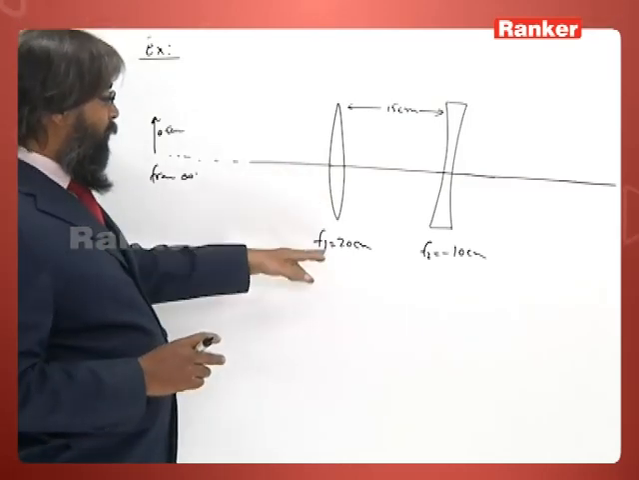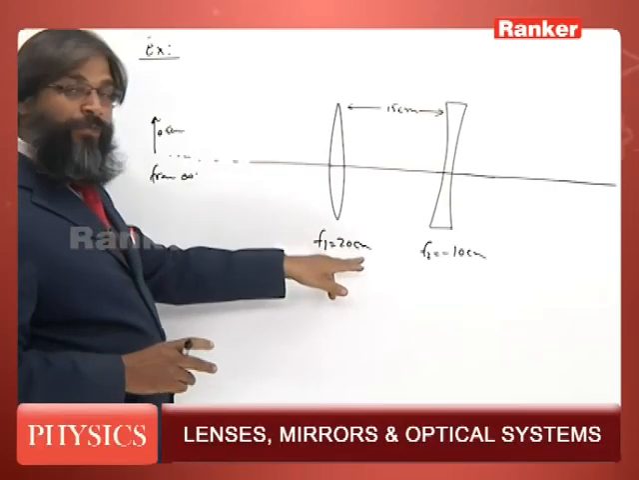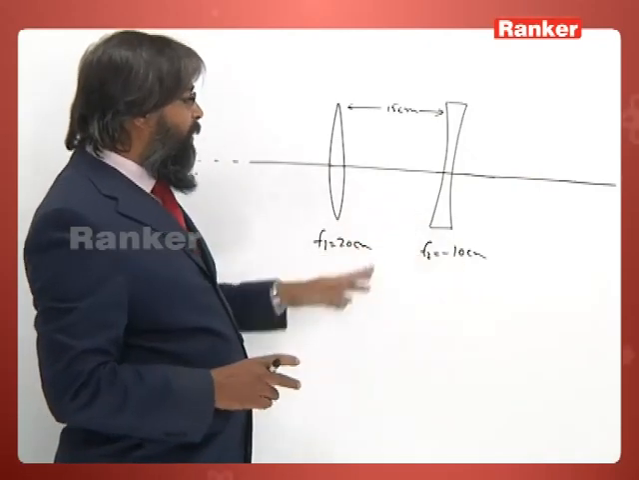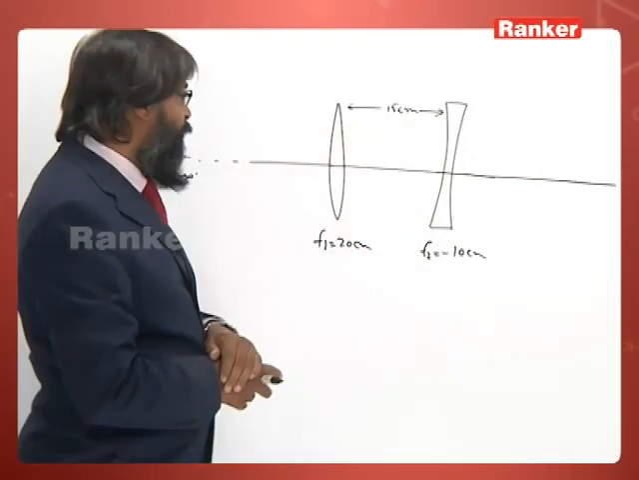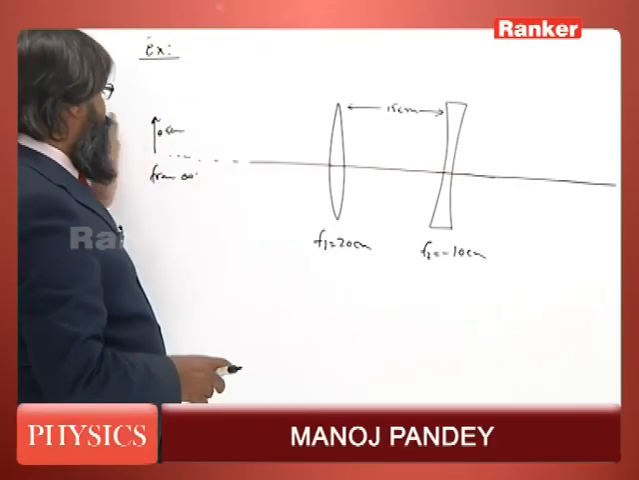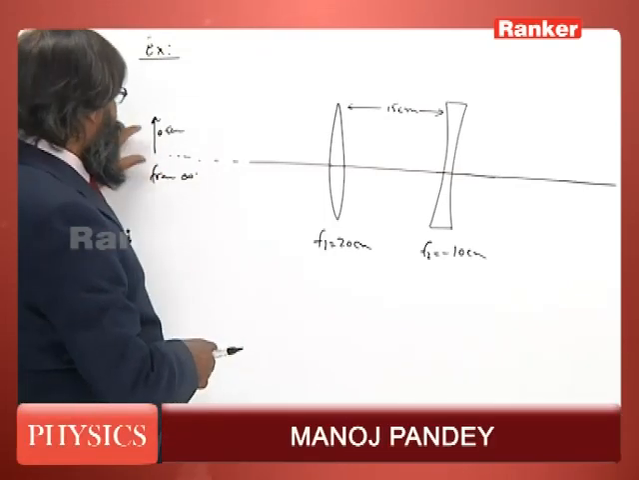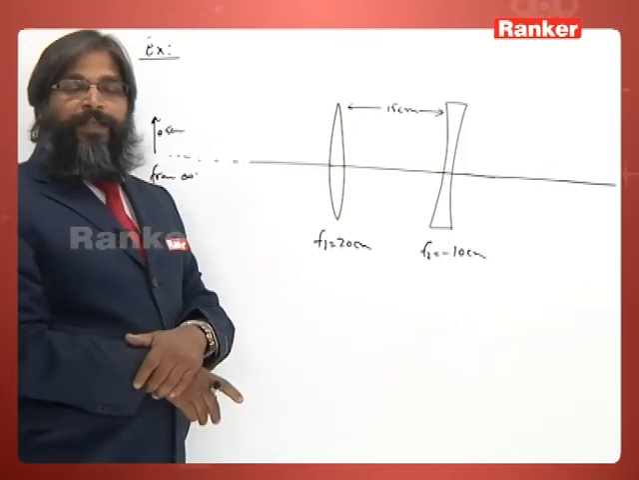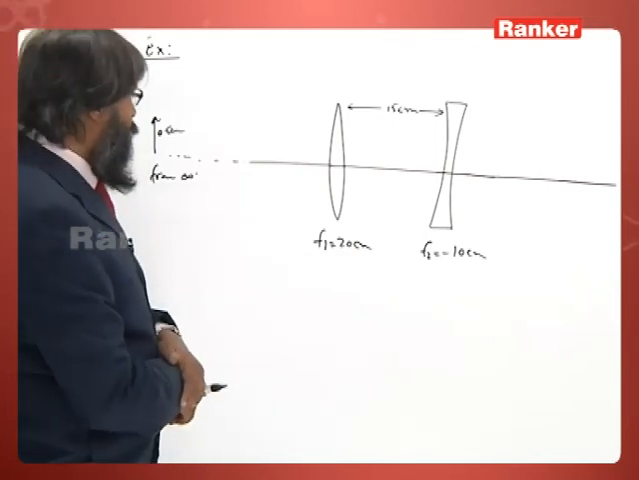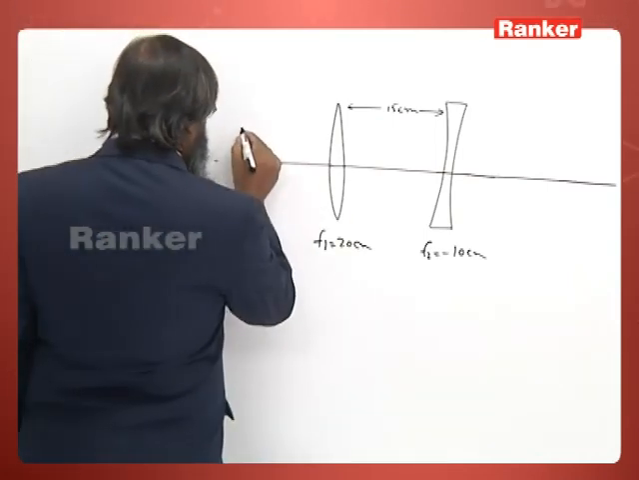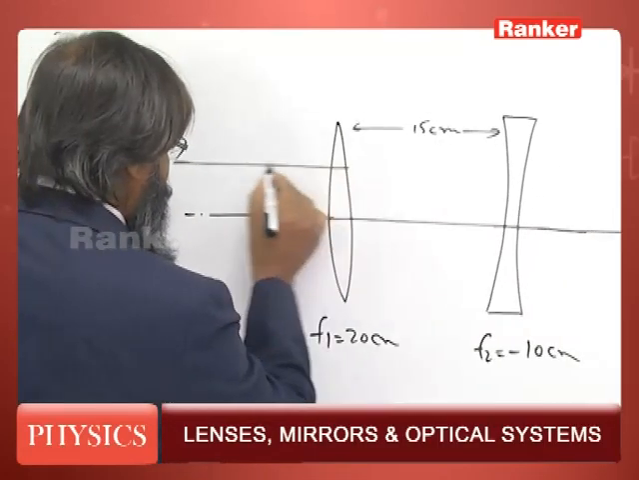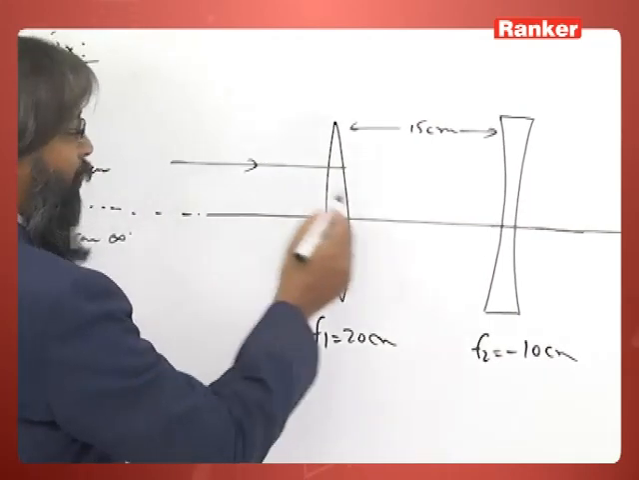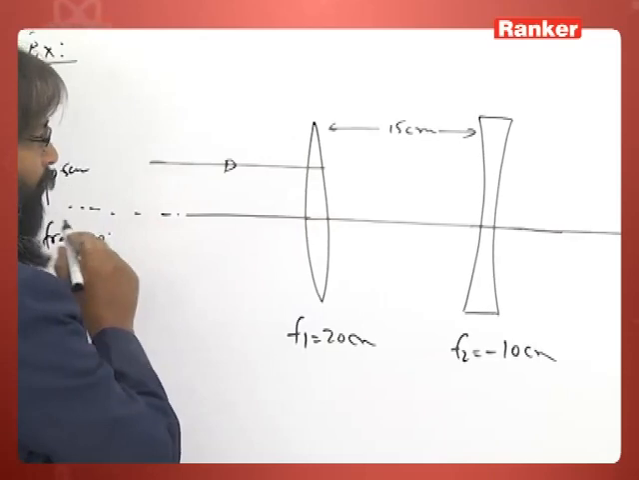We have a converging lens of focal length f1 given by 20 cm, then a concave lens of focal length minus 10 cm, and they are displaced by 15 cm. We have an object at a very large distance, of 0.5 cm height, and it is at infinity. So the question is, where is the final image formed and what is the size of the image? So what we do? We consider a ray parallel to the optic axis coming from the object, since the object is at infinity.